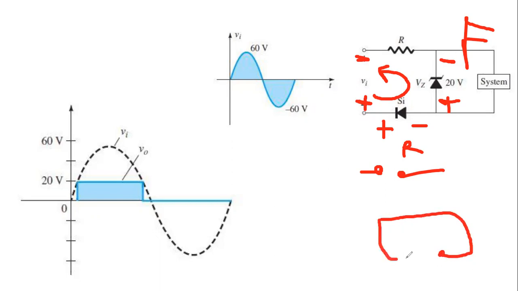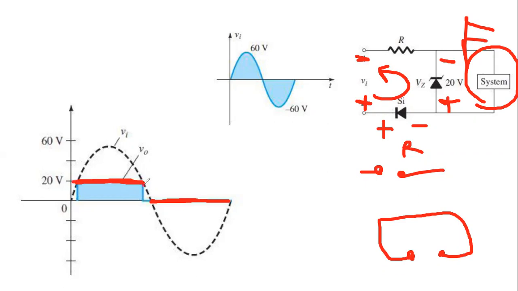But when it goes to the silicon diode, this is open circuited, so the circuit is not closed. So there will be no current flow. When there is no current flow, the system output voltage will be 0. That's why you see that in the negative cycle, the output is 0. And in the positive cycle, until 20 volt, the output is 0. But when it reaches 20 volt or 20.7 volt, the output is fixed at 20 volt. So this is the output diagram for the positive cycle.